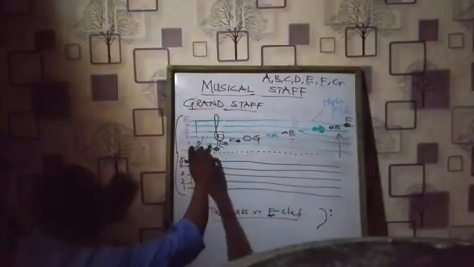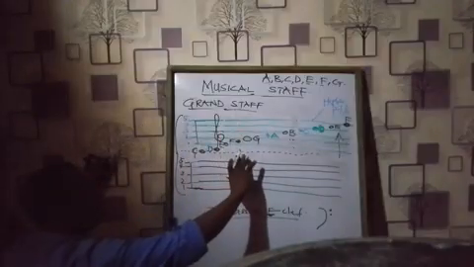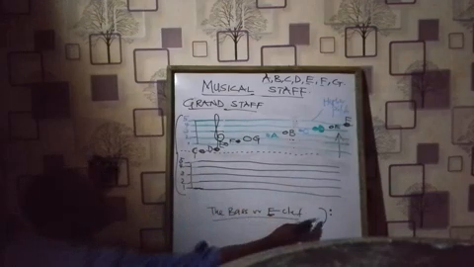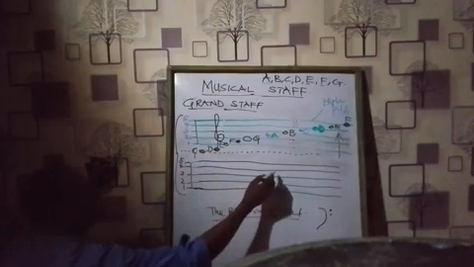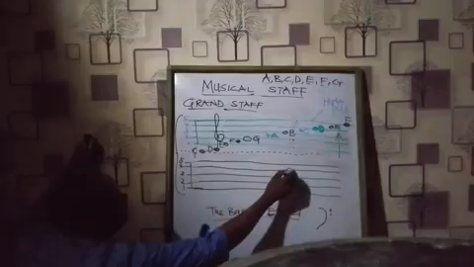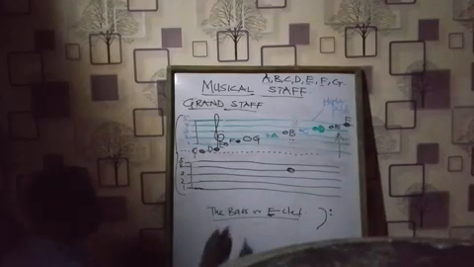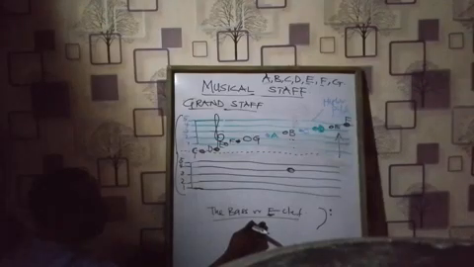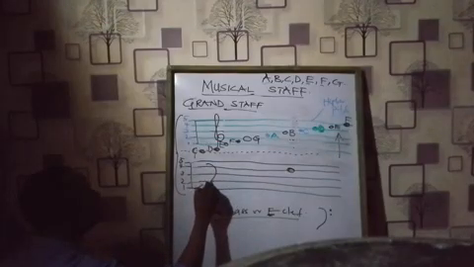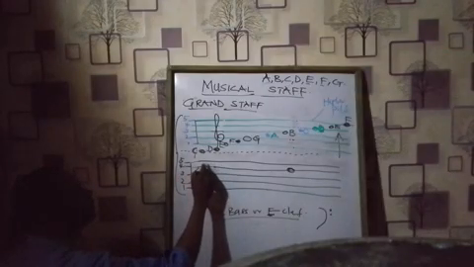Because if this is the middle, that means it is divided into two parts. This is one part and this is the second part. Now let's place the symbol of the bass clef here. It has something to do with what? With key F. Key F is located on the fourth line in our bass clef.